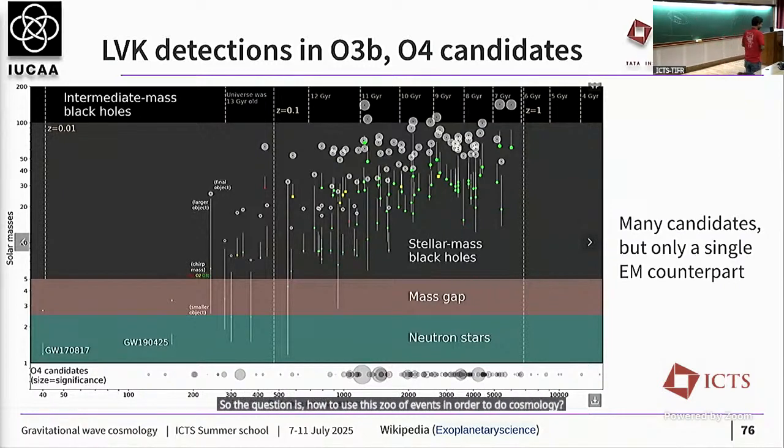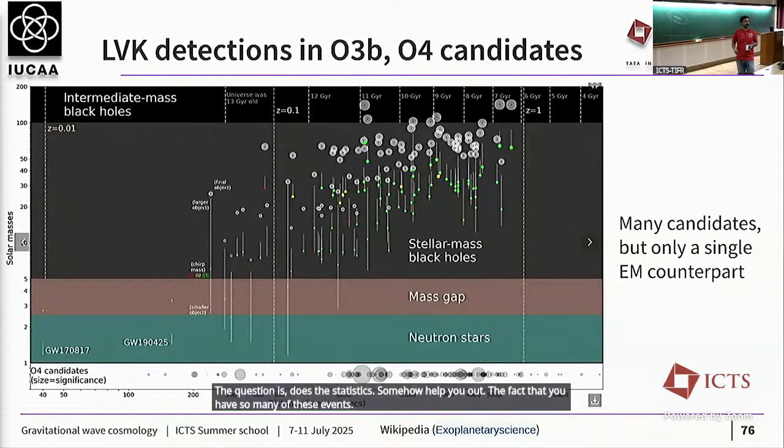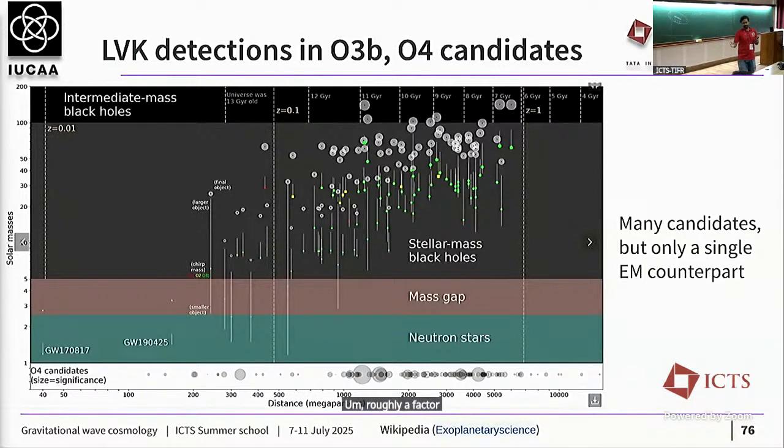Of course, it's not going to be as perfect as what you can do with an event which has an electromagnetic counterpart. The question is, does the statistics somehow help you out? And the fact that you have so many of these events, roughly a factor of about 50 to 100 more binary black hole events than events which involve neutron stars. And so the question is, can we use these?